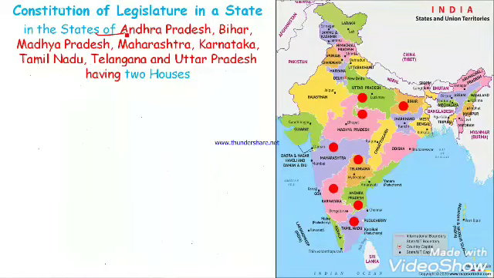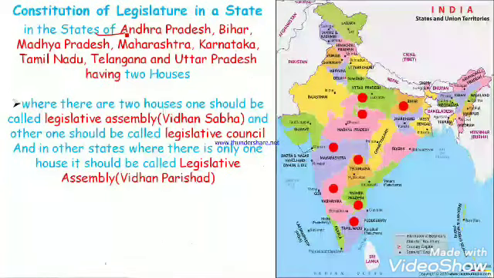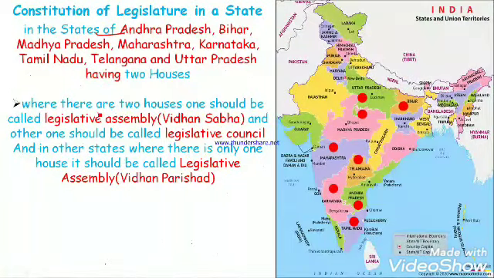Lok Sabha and Rajya Sabha. But in a particular state, there will be two houses called Vidhan Sabha and Vidhan Parishad. Let's understand that in depth. Where there are two houses, one is called the Legislative Assembly, that's what I call Vidhan Sabha, and one is called the Legislative Council, meaning Vidhan Parishad. In other states where there is only one house, it is called the Legislative Assembly.